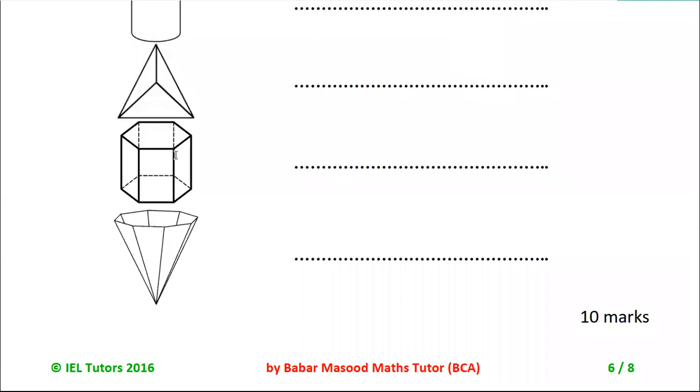Moving to the next shape, I can see it's a prism because it looks a bit like a cylinder. It has a cross section at top and bottom. What is the cross section of this shape? I can see it is a hexagon. So it's a hexagonal prism then.